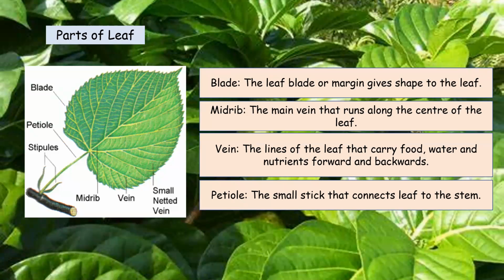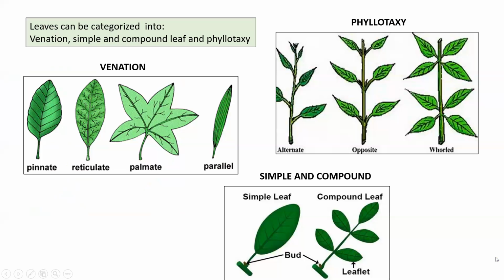And we have petiole, which is the small stick that connects leaf to the stem. You can also call it a small stem. So this is the leaf, right? And just think this is the stem. Yes, it is a stem. So this line that connects the leaf to the stem is known as petiole. Okay? Let us move on.